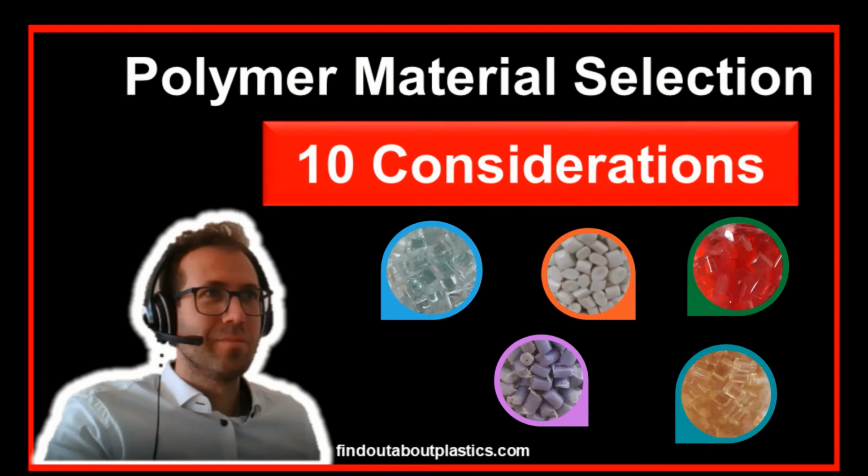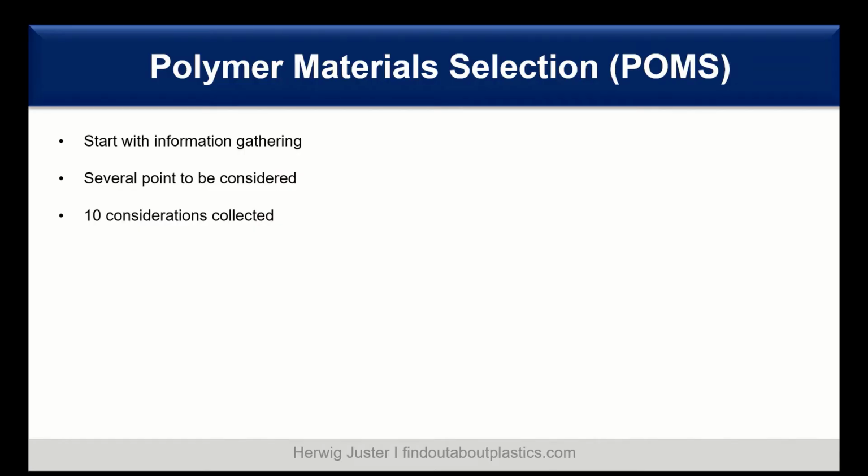My name is Herwig Juster and today I show you 10 considerations for polymer material selection. Okay, in general, information gathering is the start of every material selection process. And during this information gathering phase, several points need to be considered. And I collected 10 points, which I believe are important for this information gathering phase. Okay, let's get started with the first point.